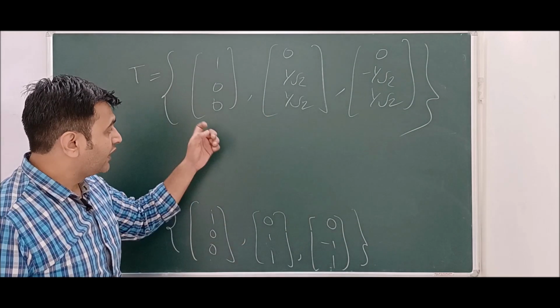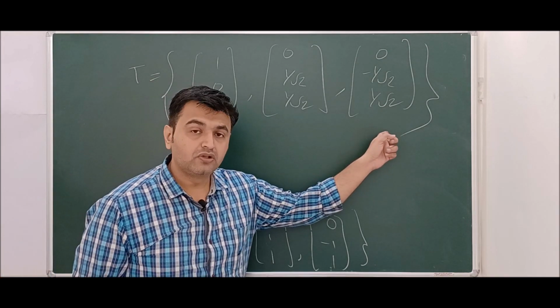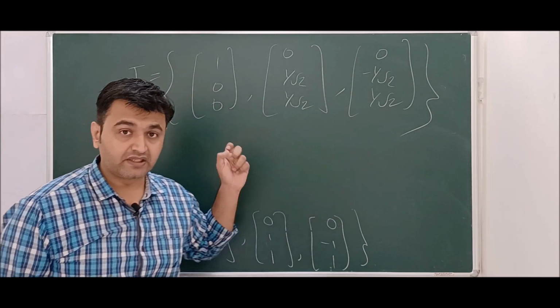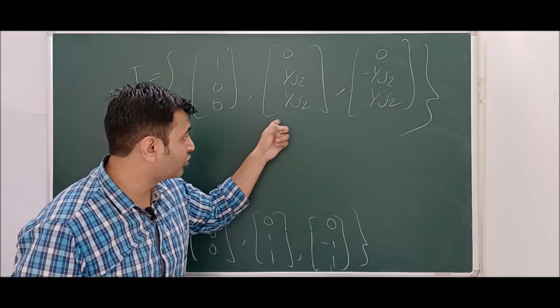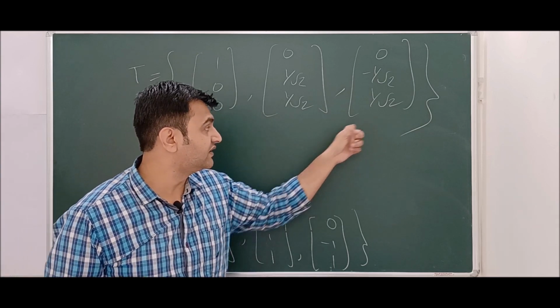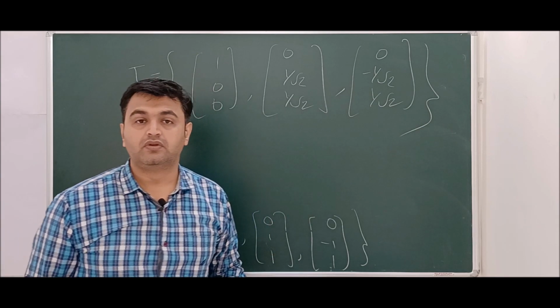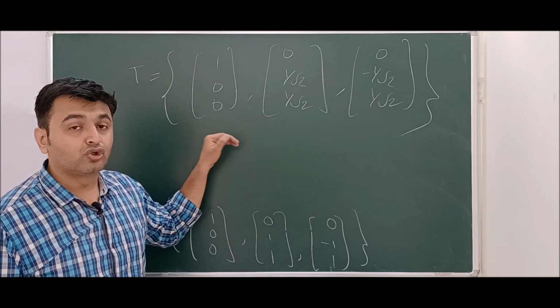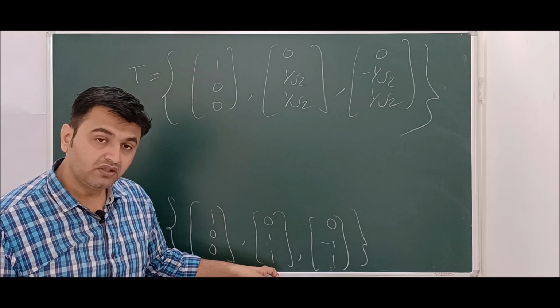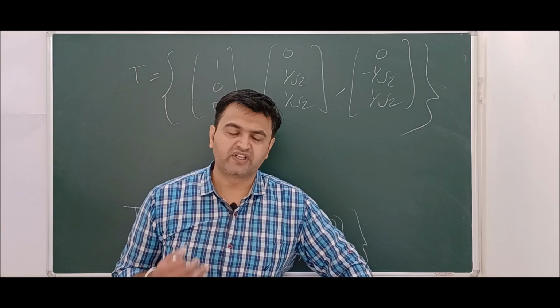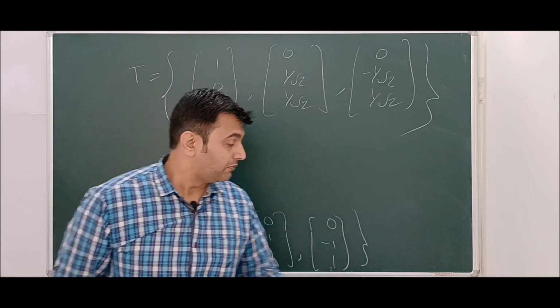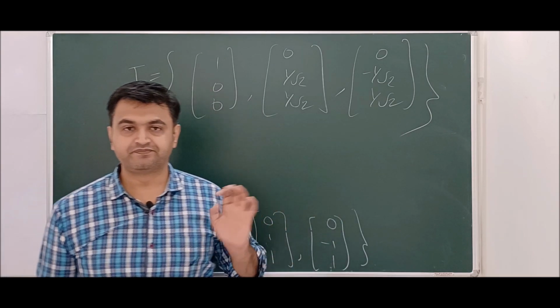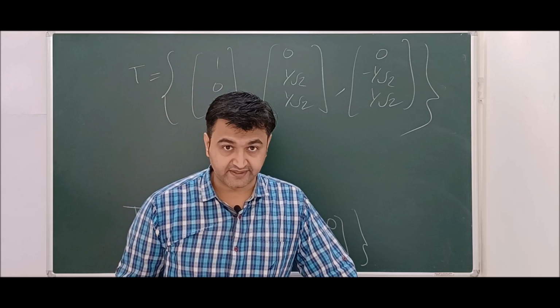And now you find the length of each vector. All the vectors have length 1, so they are unit vectors. And the dot product of first and second, first and third, second and third is 0. Therefore, this is an orthonormal set. So once you have orthogonal, you can easily obtain an orthonormal set by simply dividing by the length. So I hope this is clear.